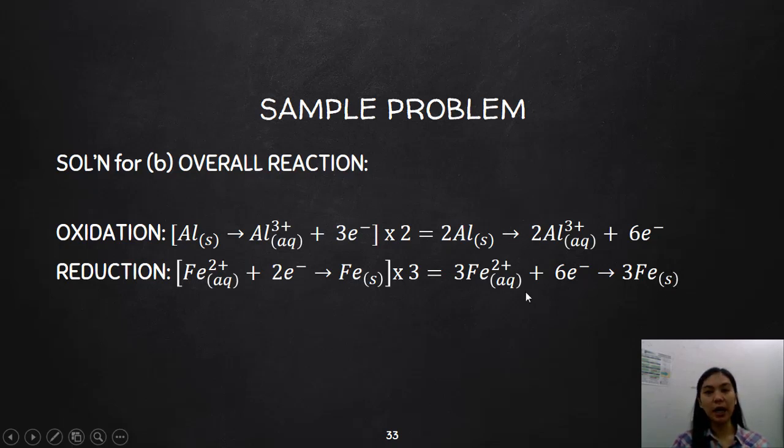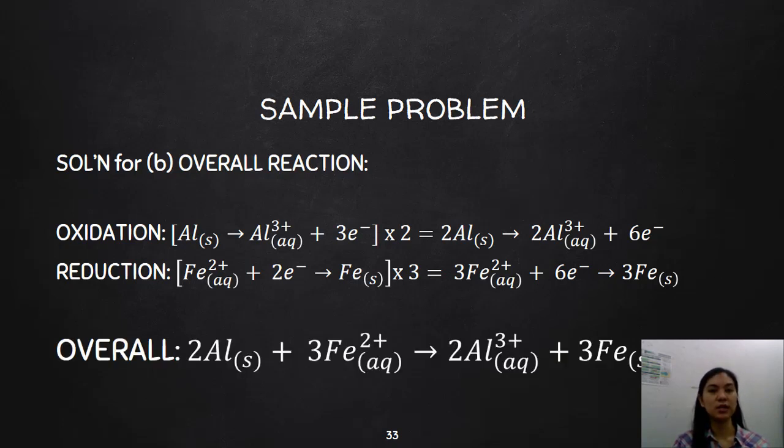Tapos itong dalawang ito, ipag-add mo na lang to get your overall reaction. Which is, ayan na. Diba? So you have your 2 aluminum in its solid form plus your 3 iron which is in its ionic form having a 2 plus charge, yielding your 2 aluminum ion having a 3 plus charge and your 3 iron in its solid form. Nag-cancel out po yung 6 electrons dito. Sorry, let me go back. Nag-cancel out yung 6 electrons dito kasi this 6 electrons is on the right side. Tapos itong 6 electrons is on the left side. So magka-cancel out po sila.